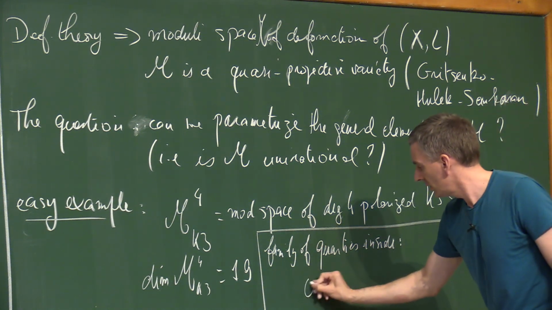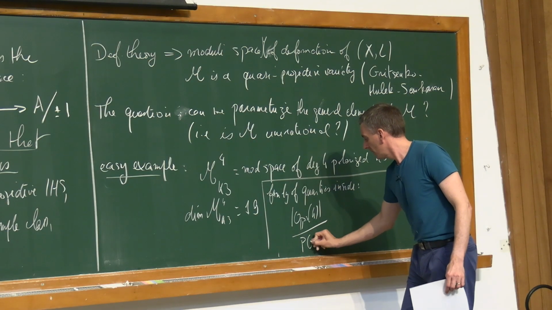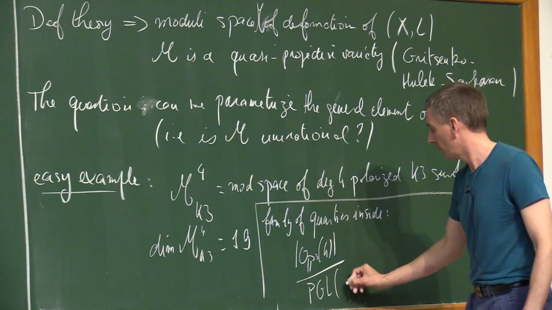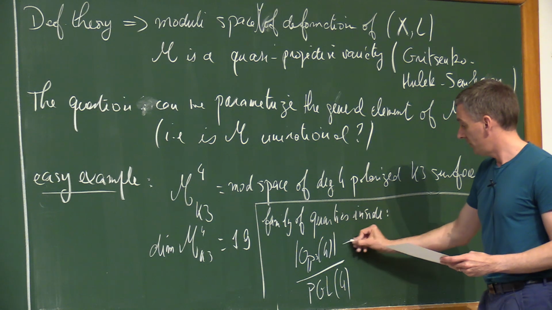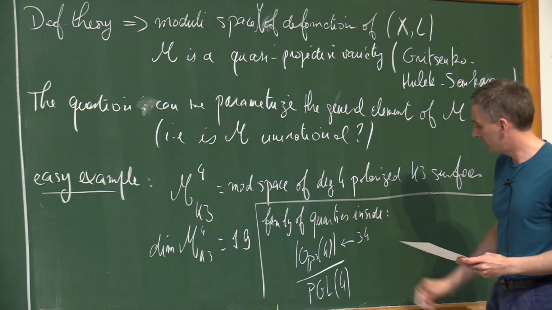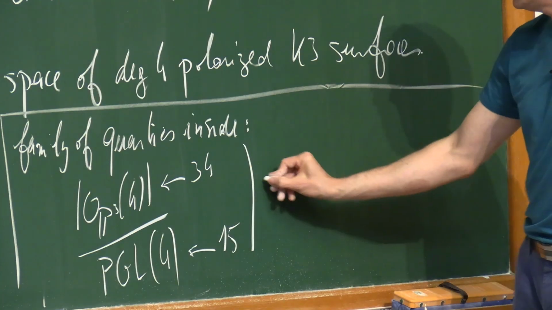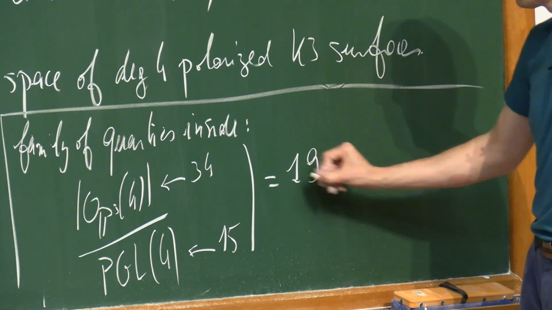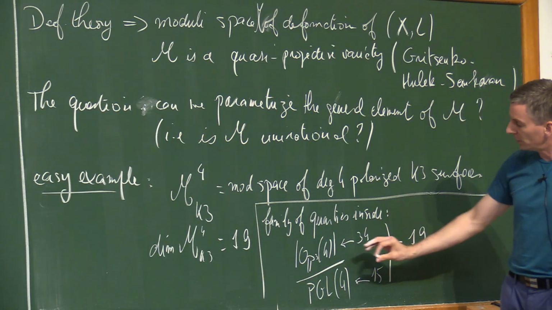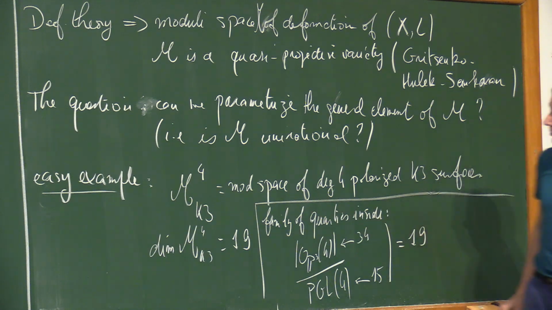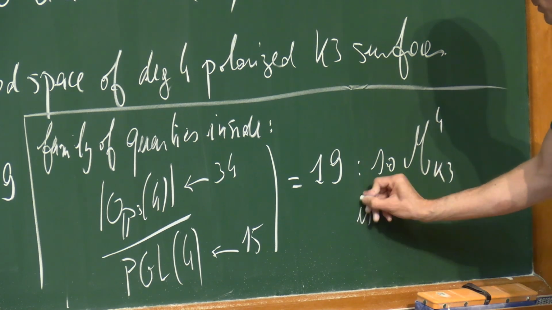The family of quartics is a linear system O(4) divided by the action of projectivities, so PGL4. Let's compute. This linear system has 34 parameters, and PGL has dimension 15. And so the family of quartics has dimension 19. So what we find here is that this moduli space is unirational, because we have a description of the general element on this deformation space. So M_K3,4 is unirational.